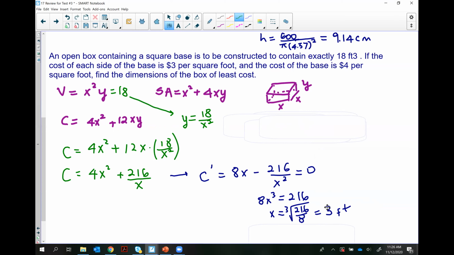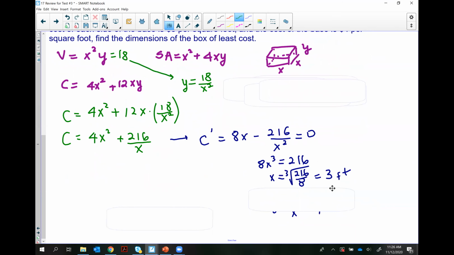So x is 3. From there you can come here and find y. So 18 over 3 squared, or 18 over 9, will give you 2. Don't forget to give all 3 dimensions, x by y. So it's going to be 3 feet by 3 feet by 2 feet. These are the dimensions that will satisfy the given criteria of having a volume of 18 cubic centimeters, while at the same time using the least amount of material to create the box.